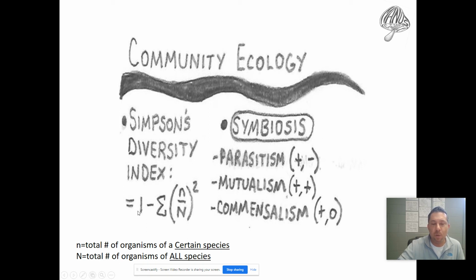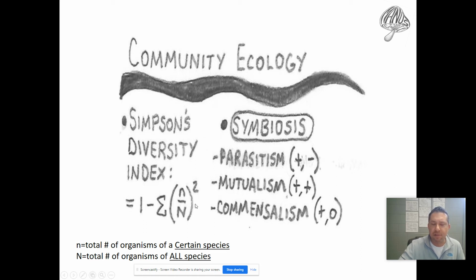Usually, you're going to be doing 1 minus the summation, and what you'll be given is a data table, and it'll have a certain number of organisms of one species. And then it goes through a bunch of different types of species. So one thing that you'll want to be able to figure out is the total number of all organisms of all species in that particular ecosystem. And that's going to be represented by the capital N and the little n.